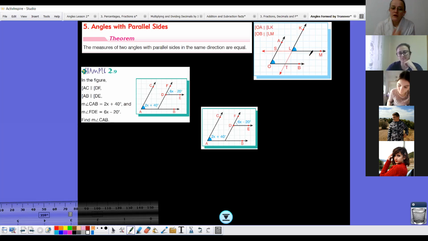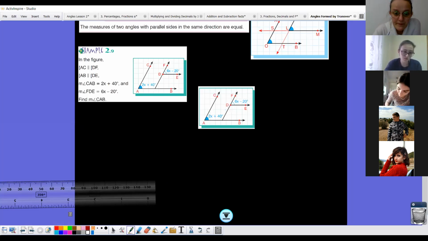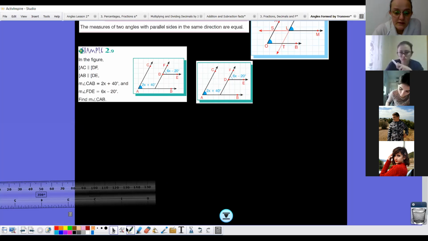So here in this example, it's given that AC, one side of this angle, is parallel to DF, and the other side, AB, is parallel to DE. The measure of the angle CAB is given as 2x plus 40, and the measure of angle FDE is given as 6x minus 20. We are looking for the measure of angle CAB. Now according to our theorem, directly, can we say that they are equal to each other? Yes, we can.